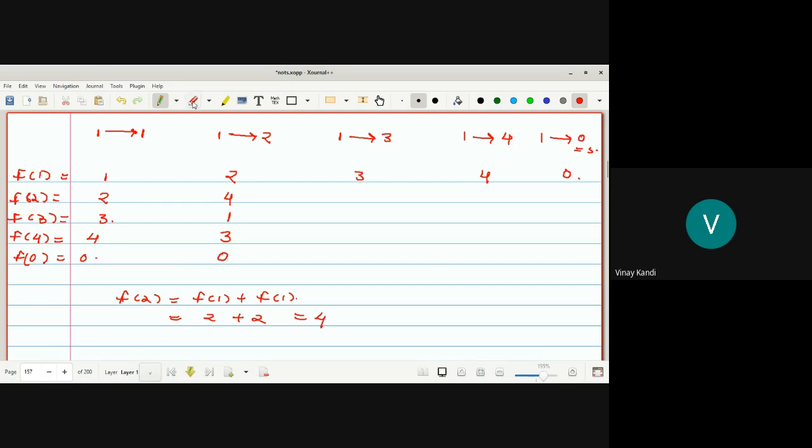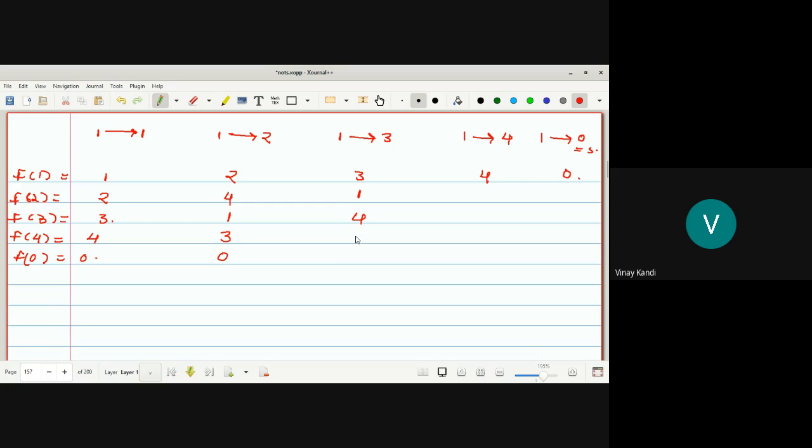Now if 1 maps to 3, then 2 maps to 3 plus 3 is 6. 6 addition modulo 5 is 1. Then 3 plus 3 plus 3, three times, is 9. 9 addition modulo 5 is 4. Now 12 addition modulo 5 is 2.